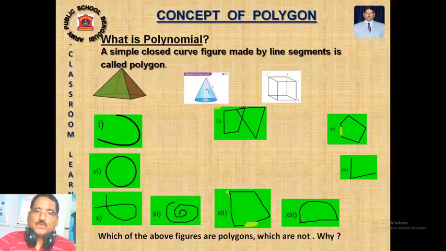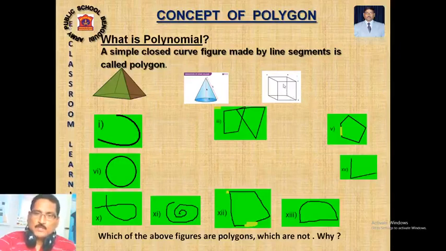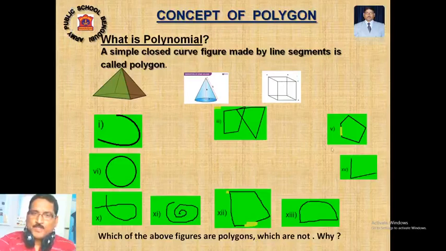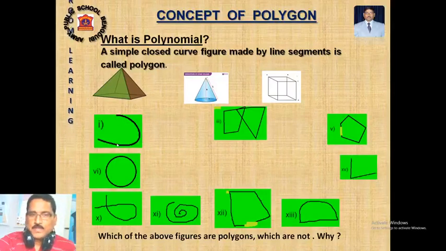Now this is a cone, a 3D shaped object, so it is also not a polygon. This is a cube, a 3D shaped object, also not a polygon, but it is made by square faces. Each part will be a polygon, but when they combine together giving this shape, it will not be a polygon. That means a polygon can never be a 3D shaped object. And all those other objects are 2D shaped, but some criteria they are not fulfilling. This is a simple curve, not closed, and it is also not made by line segments. That's why it is not a polygon.